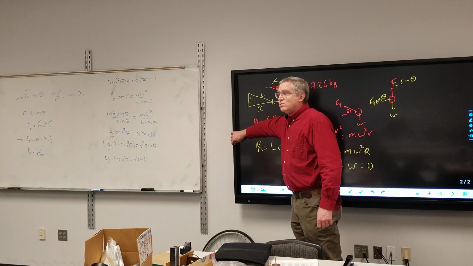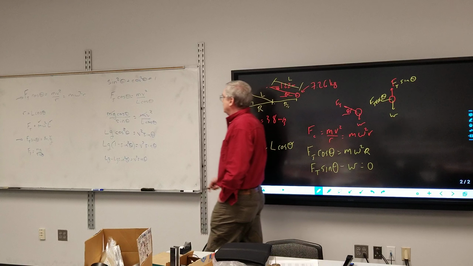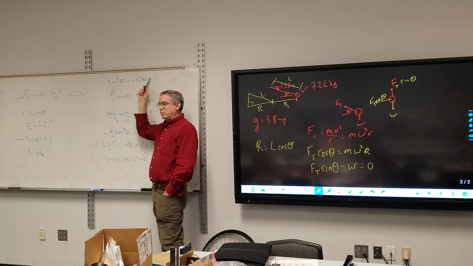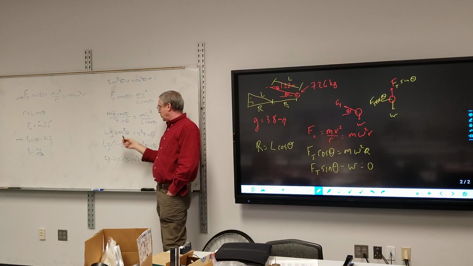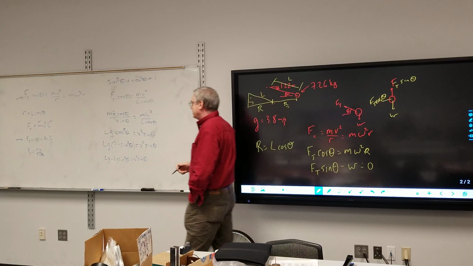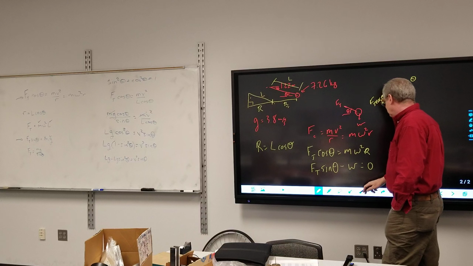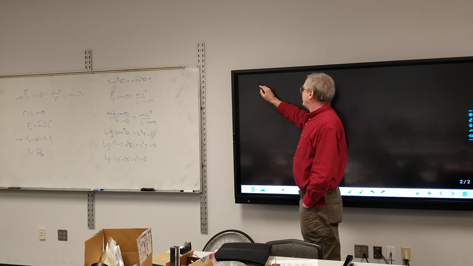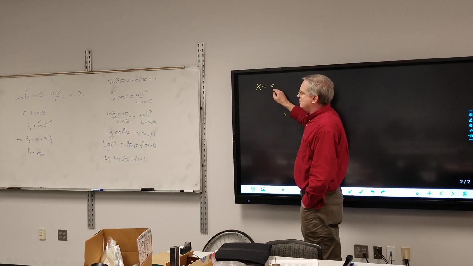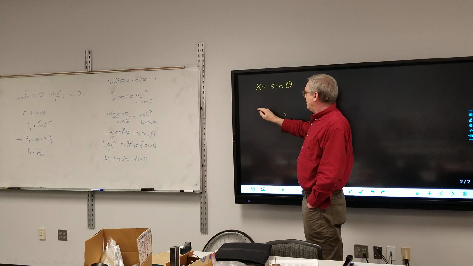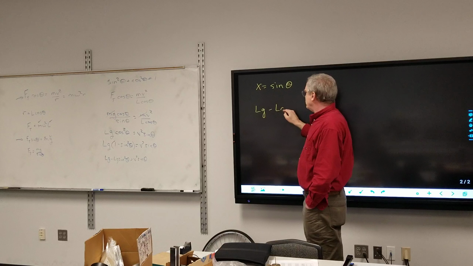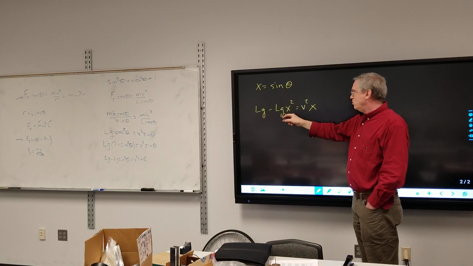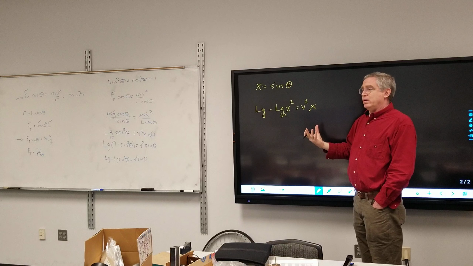Wait, where'd the cosine go? Sine squared plus cosine squared equals 1, so cosine squared is 1 minus sine squared. Oh, okay. So I made that substitution. If I just let x be sine theta, I have LG minus LG x squared is equal to V squared x. I know V, I know G, I know L. X is my unknown.